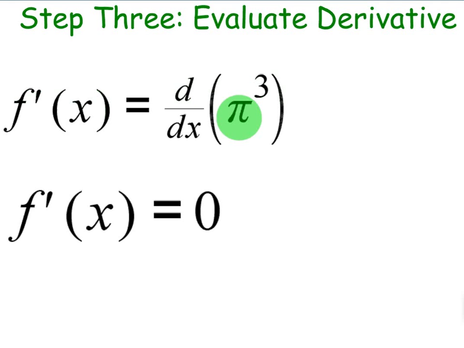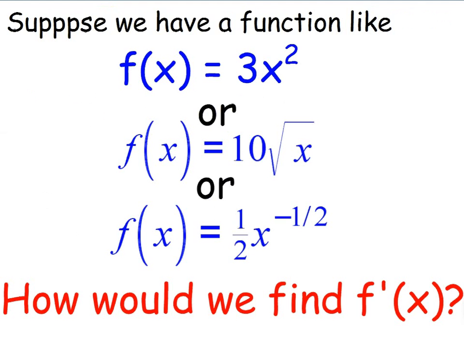Okay, so now that we've used the power rule and found the derivative of a constant, we are now going to look at the constant multiple rule. So let's take a look at these functions. We have f of x equals 3x squared, f of x equals 10 times the square root of x, f of x equals 1/2 x to the negative 1/2. How do we find the derivative of these functions?